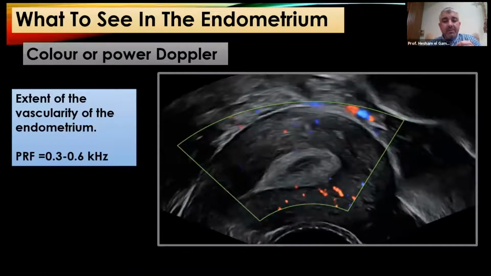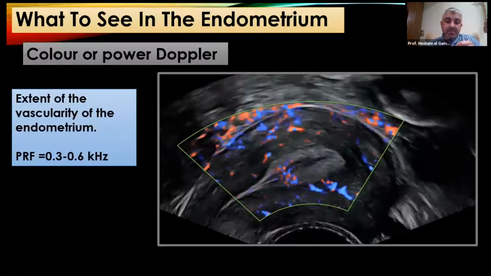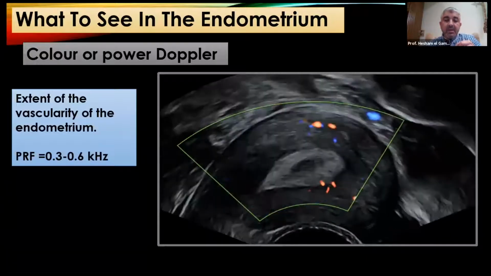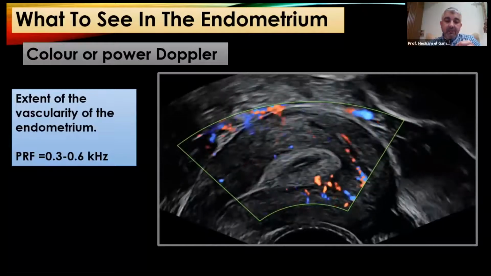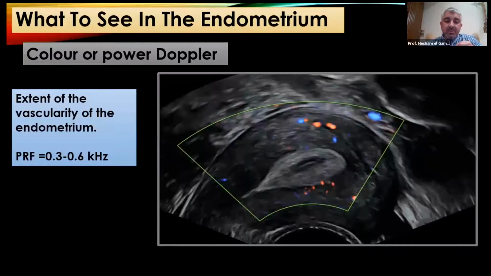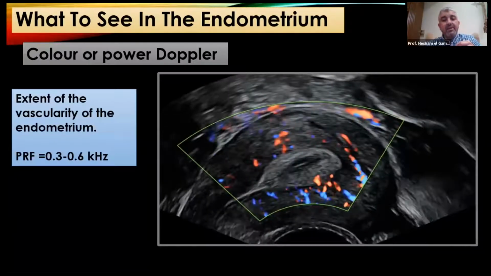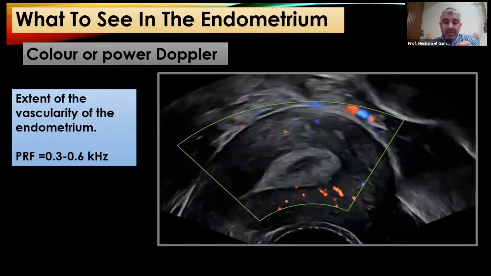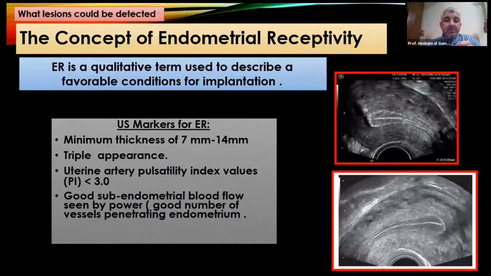With color Doppler, it is important to evaluate the endometrium as well. You have to lower your PRF as much as possible to 0.3 to 0.6 kilohertz, and this could give you an idea about the extent of vascularity of the endometrium. There have been studies about subendometrial blood flow patterns, and it's not very well evidenced as a method to tell you what the endometrial receptivity is, because there has been this concept of endometrial receptivity.